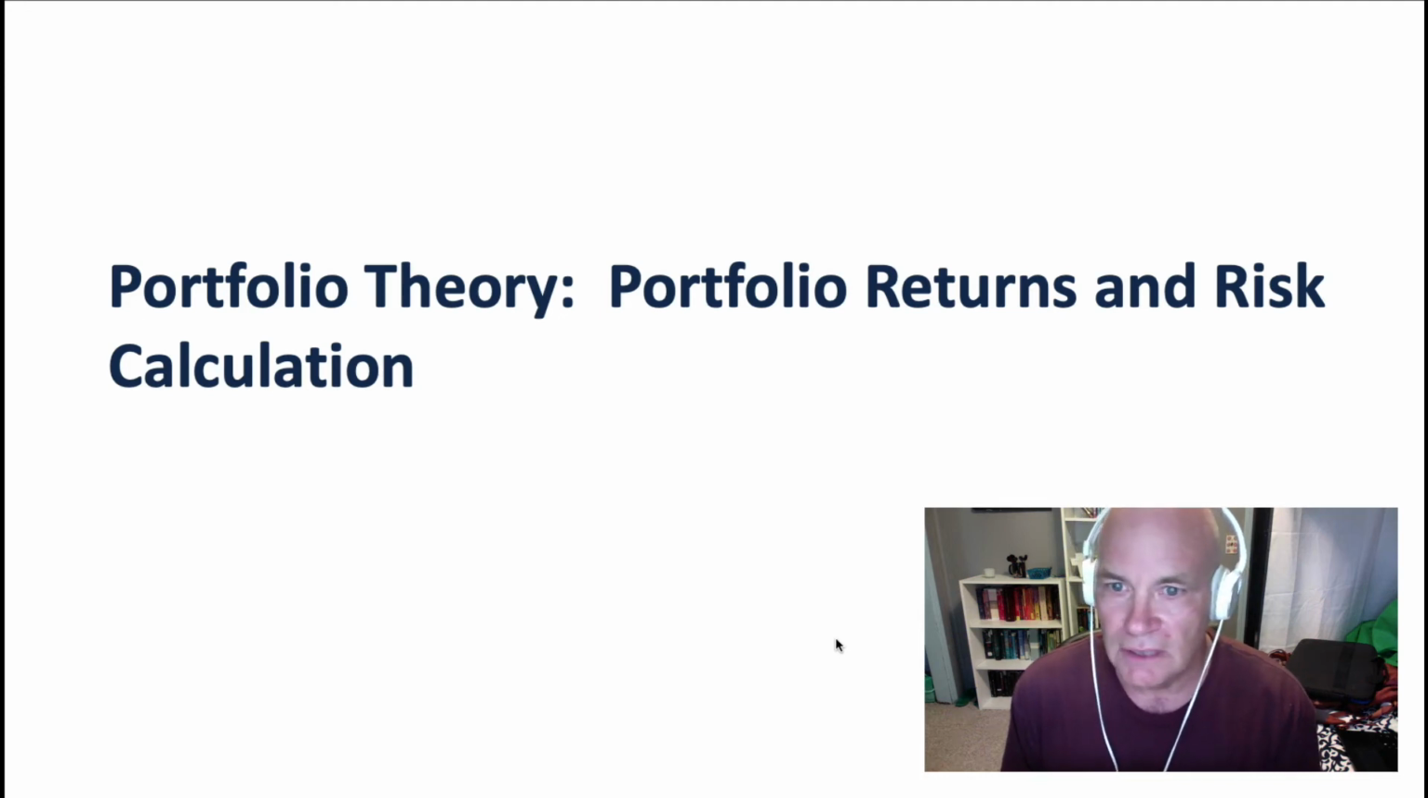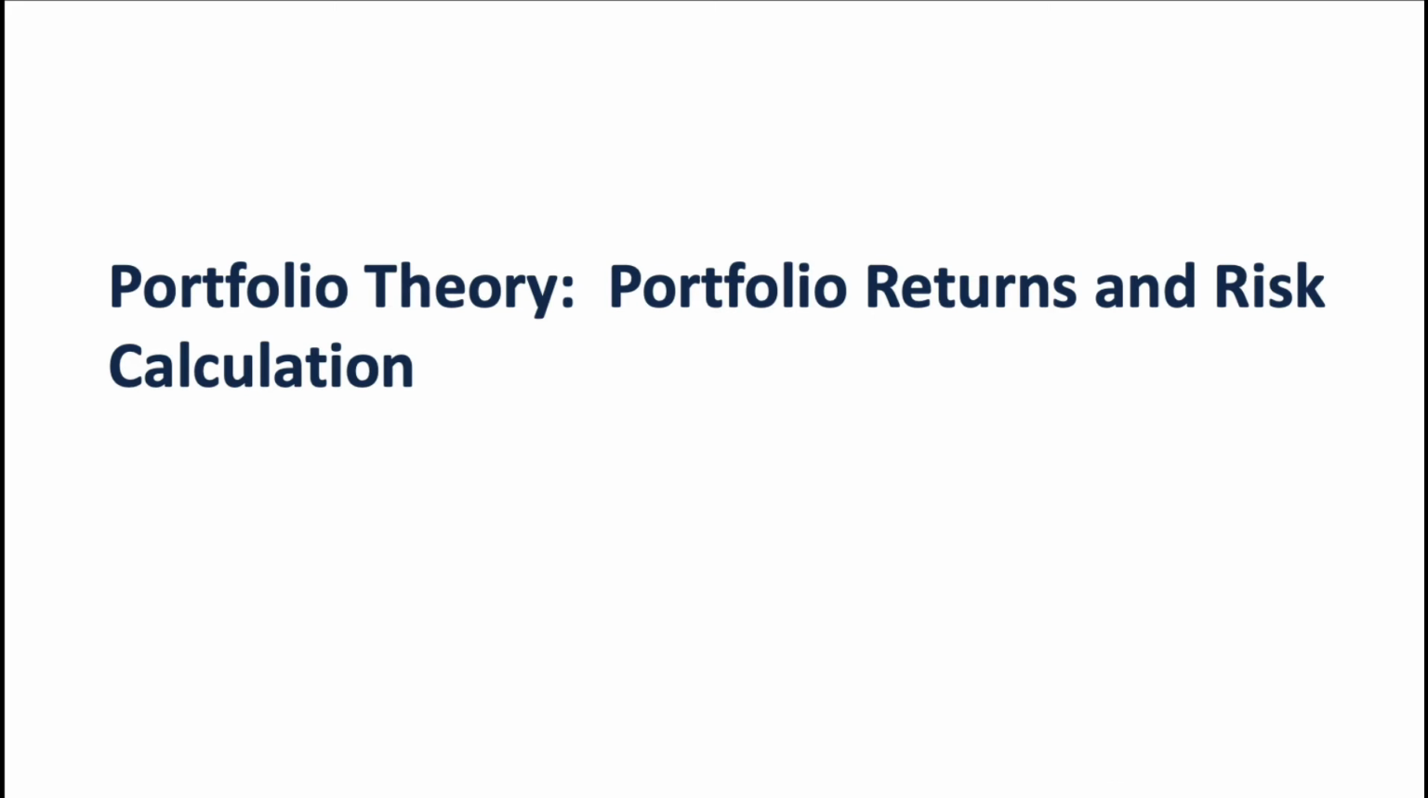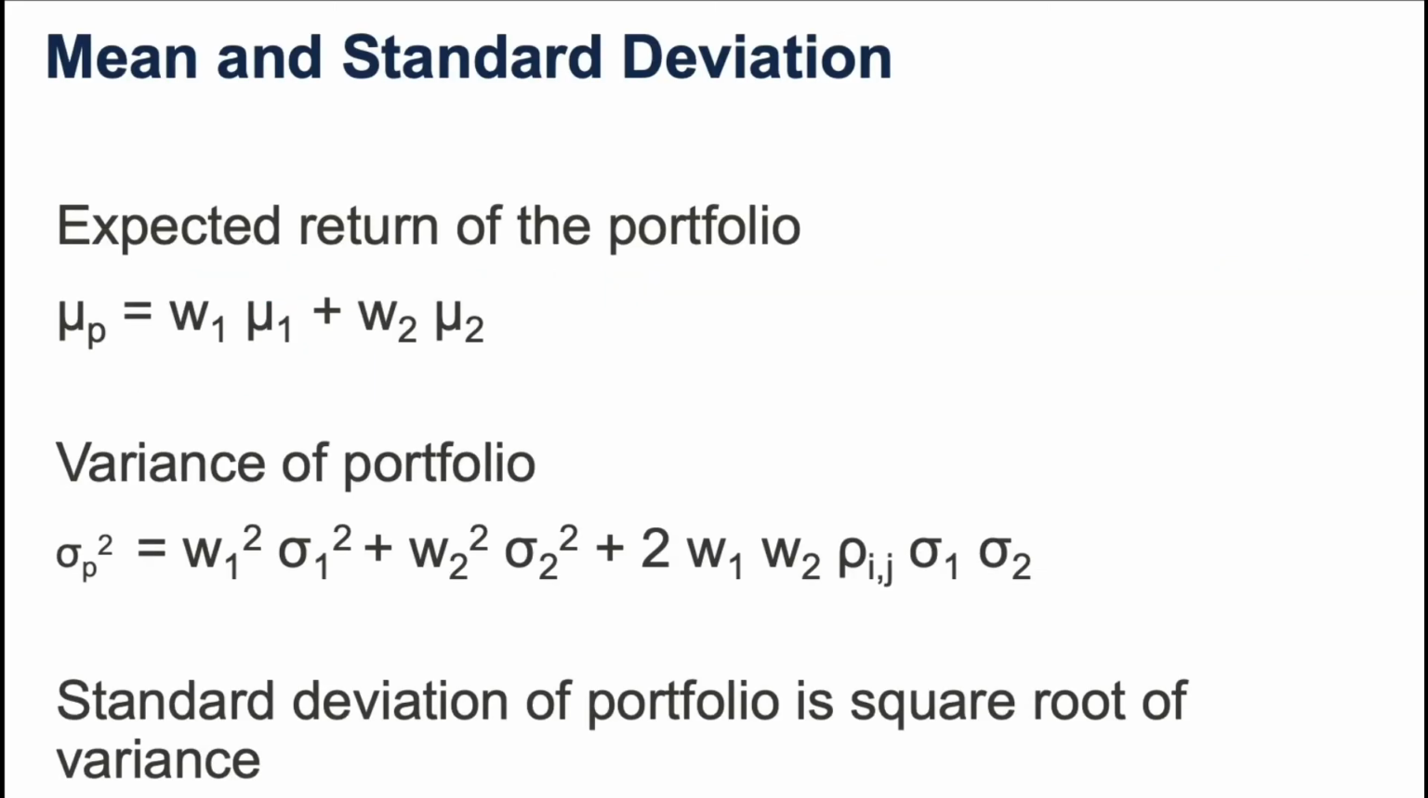I am going to now give a simple example of calculating portfolio returns and risk with our formula. Here are our formulas. And again, the expected return of our portfolio equals the weighted average of the returns of the two assets in the portfolio. The expression for the variance of the portfolio is a little bit more difficult, but the standard deviation is the square root of the variance. So those are our two formulas.